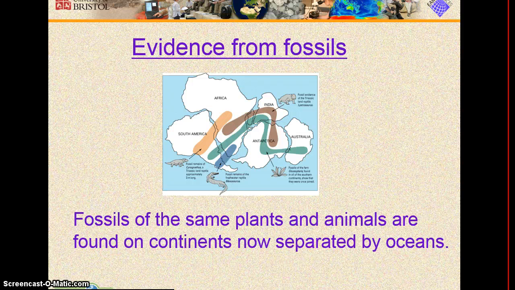So evidence for fossils. We looked at this map before. Fossils of the same plants and animals are found on continents, now separated by oceans. Go ahead and write this.